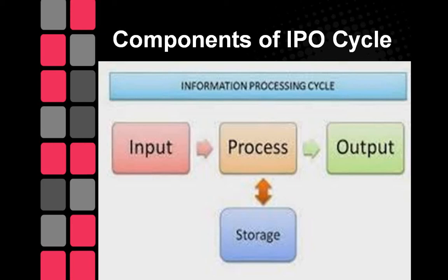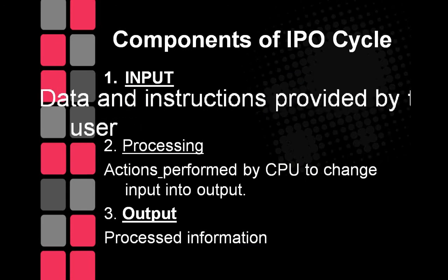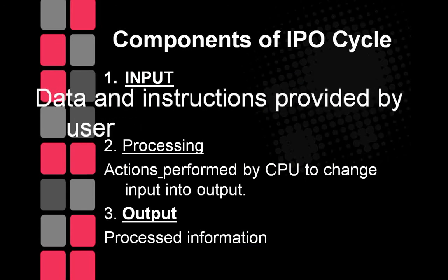Components of IPO cycle. Let's see. The first component is input. Data and instructions provided by the user is known as input. For example, if you want to have a mathematical calculation, then the data provided by you with the help of keyboard, the numbers provided by you by using keyboard are input.